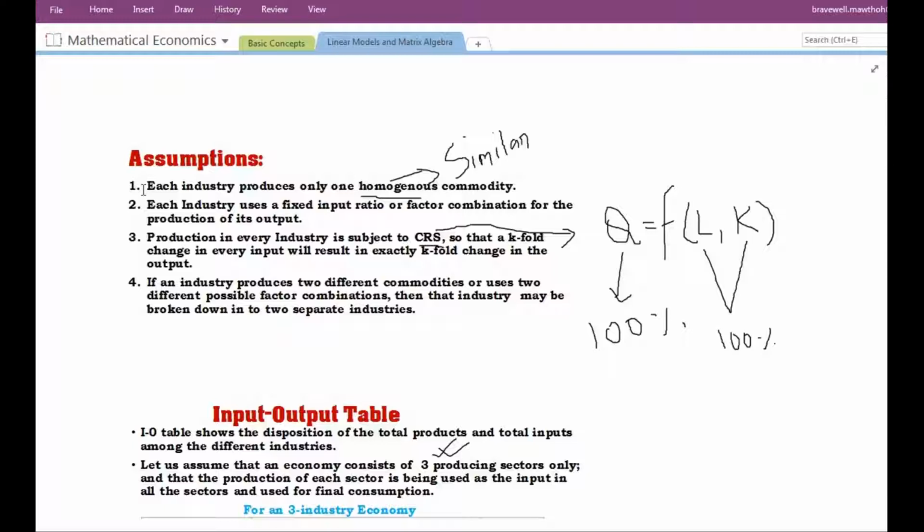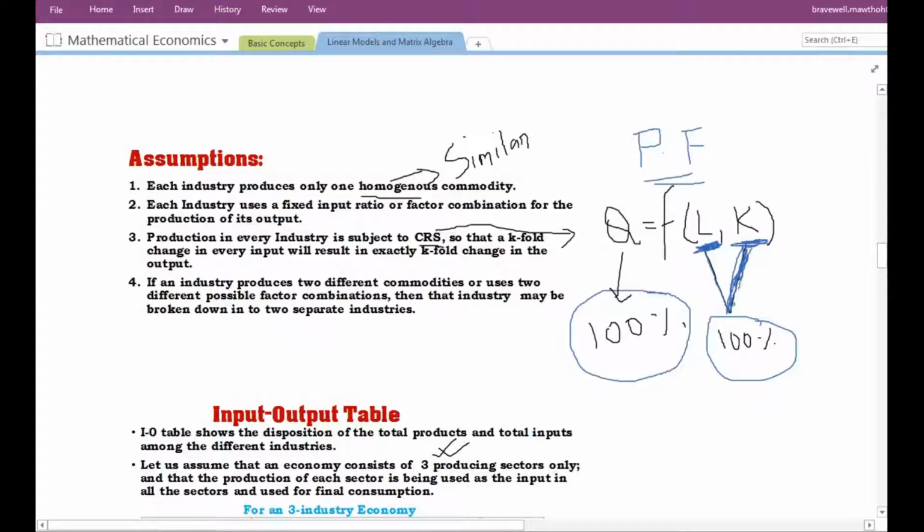The third assumption: production in every industry is subject to constant returns to scale, so that a k-fold change in every input will result in exactly a k-fold change in the output. Constant returns to scale implies that if we increase each input, in this particular production function we have Q is a function of L and K, that is labor and capital. So if we increase both labor and capital by 100%, and the resultant output increases by 100%, then it is known as constant returns to scale.